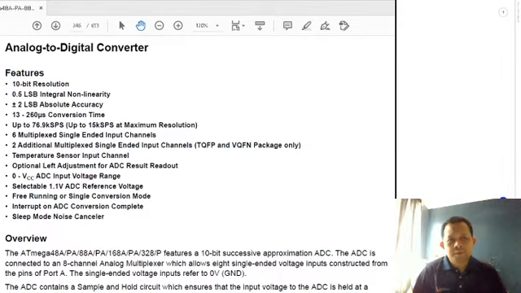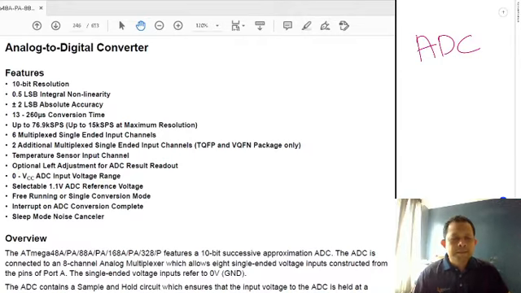So in this session we will discuss the topic of the analog to digital converter, or ADC, which is built inside your ATmega328. Right, so we will discuss ADC.